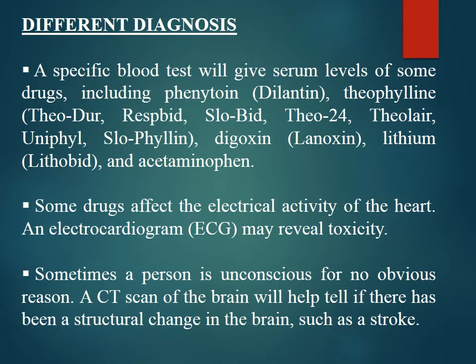So, differential diagnosis. A specific blood test will give serum levels of some drugs, including phenytoin or Dilantin, theophylline or Theo-Dur, Respbid, Slo-bid, Theo-24, Theolair, Uniphyl, Slo-Phyllin, digoxin or Lanoxin, lithium or Lithobid, and acetaminophen. So if you use the blood test of a person, the serum levels of these drugs can be found. Some drugs affect the electrical activity of the heart. An electrocardiogram or ECG may reveal toxicity.